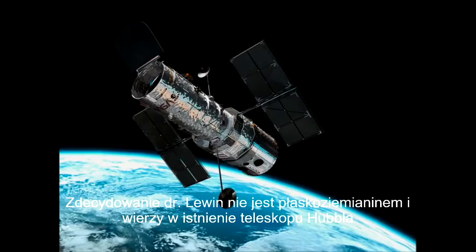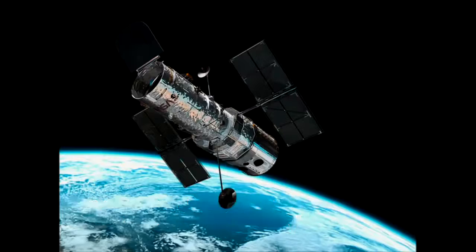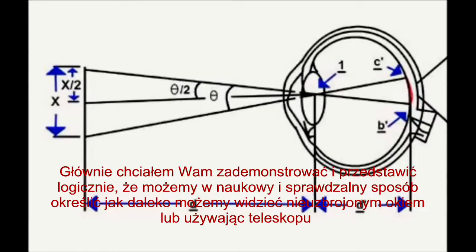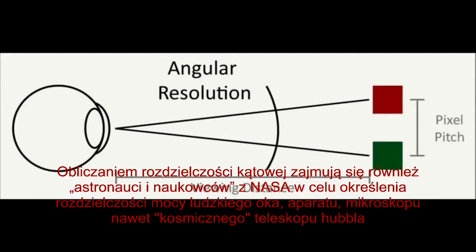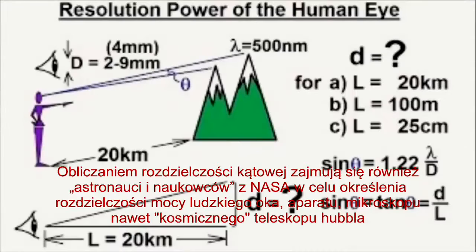He obviously believes in the Hubble telescope. The main reason I want to introduce these concepts is to demonstrate with logic that there are scientifically proven and verifiable factors that determine how far we can see with our own eyes and with telescopes. Angular resolution equations are used by NASA, astronomers, and scientists to determine the resolving power of the human eye, cameras, microscopes, and telescopes, including the Hubble Space Telescope.